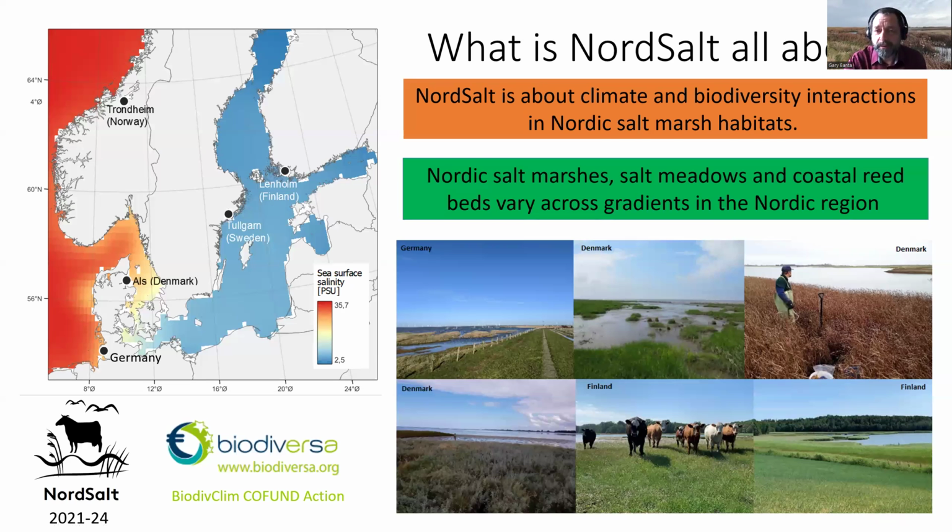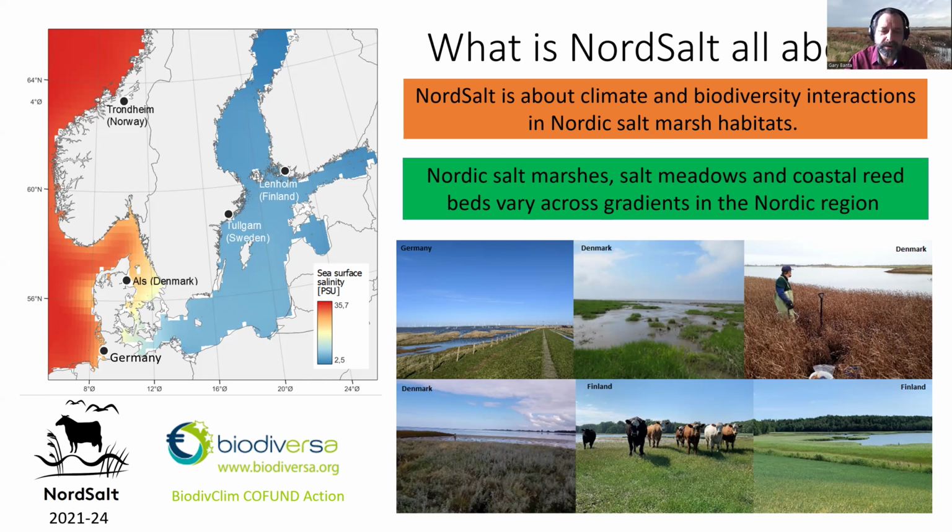So I get to tell you a little bit what NordSalt is all about. NordSalt is a project looking at climate impacts and biodiversity interactions in Nordic coastal marshes. In fact, NordSalt was funded by the EU Biodiversa BioClim project about biodiversity and climate interactions. One of the reasons we focused on this is that Nordic coastal marshes are very diverse, as you can see in some pictures here, and a little different than some of the classic coastal salt marshes that we know a lot about. So this is one of the reasons we wanted to look at this.